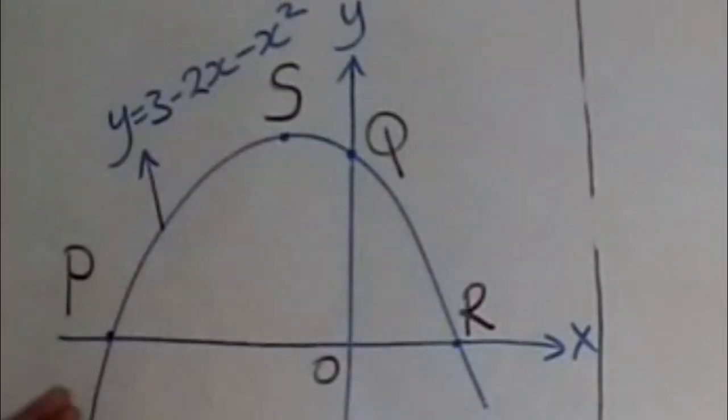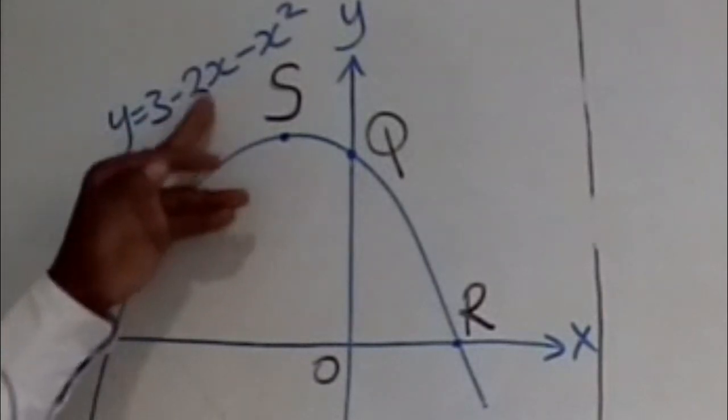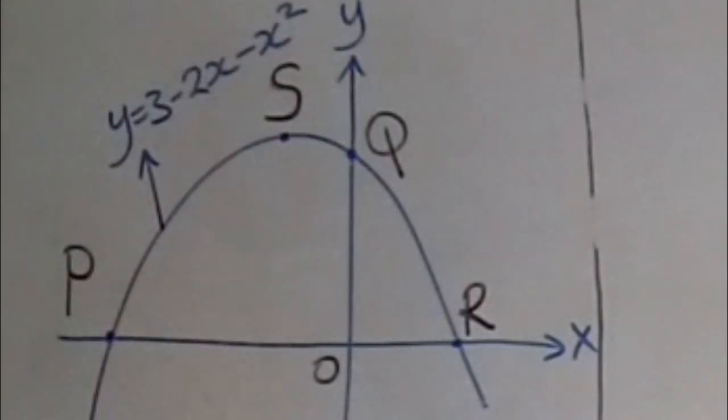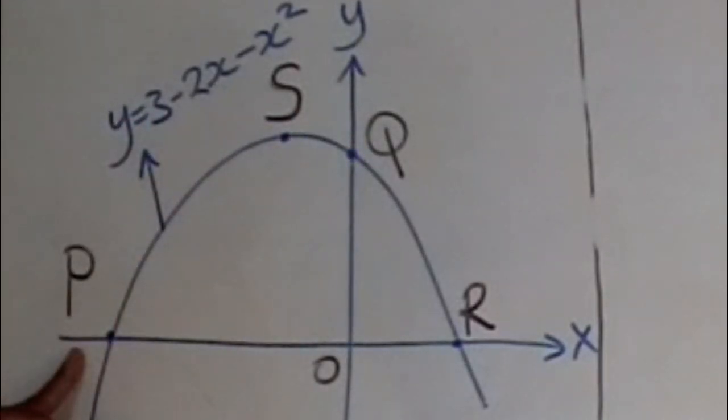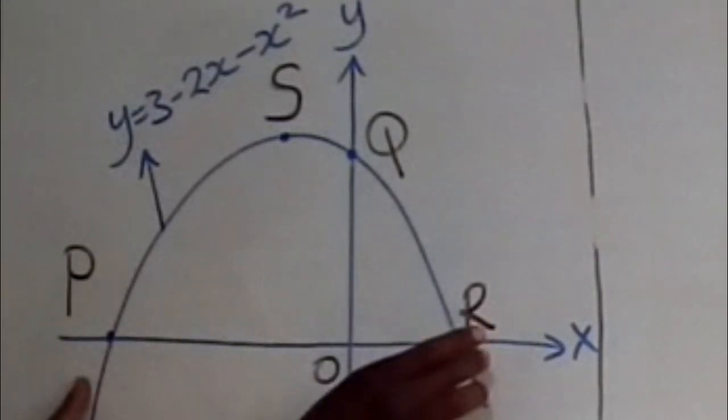The diagram is a graph of the function y is equal to 3 minus 2x minus x squared. You can see that this is our x-axis, this is our y-axis, and this is the graph that has been plotted from the function y is equal to 3 minus 2x minus x squared. Then we have these points. Point P is a point at which the graph is cutting the x-axis. Point R is also another point where the graph is cutting the x-axis.